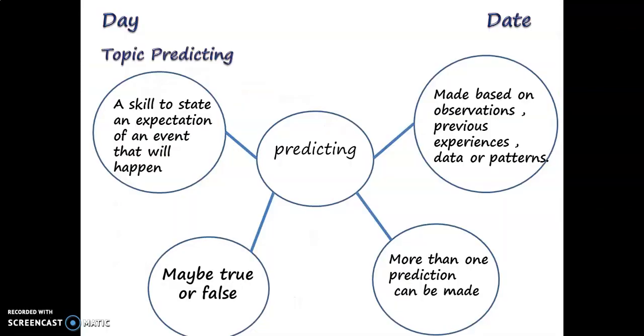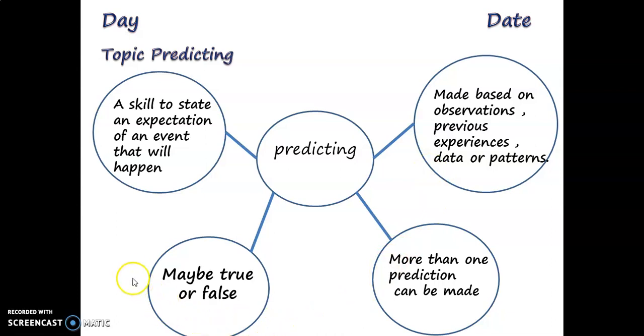Okay, now let's do some activities. The first one, I want you to write down these notes in your notebook. Write down day, date, and the topic is predicting. So write down the bubble map. At the circle at the center is predicting, and then write down 4 bubbles here. The first one is a skill to state an expectation of an event that will happen. The second bubble is maybe true or false. And the third bubble is more than one prediction can be made. The last one, made based on observation, previous experiences, data or pattern.